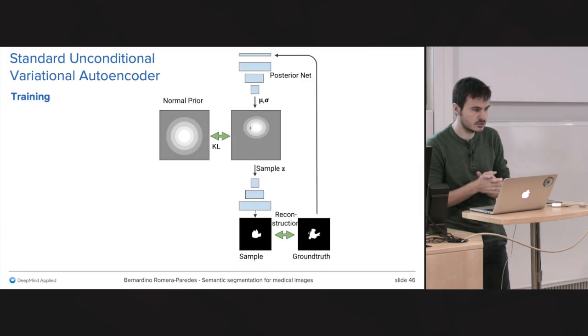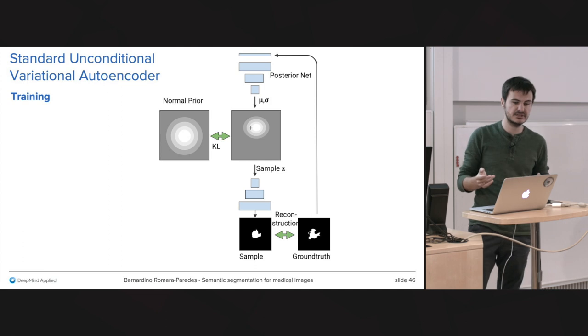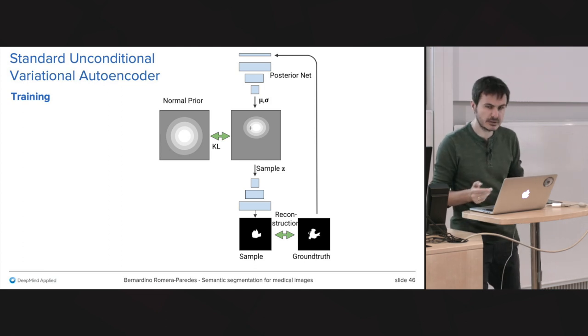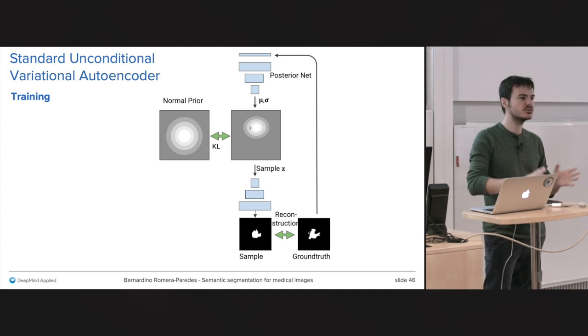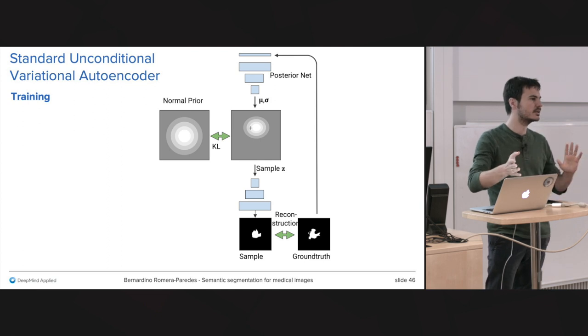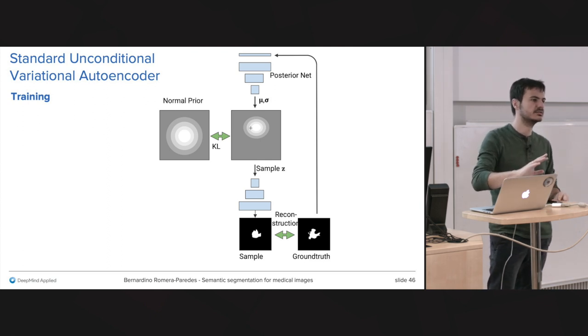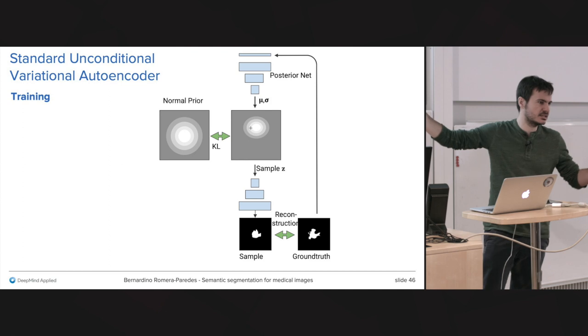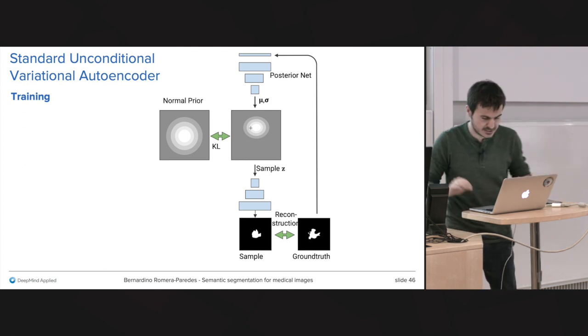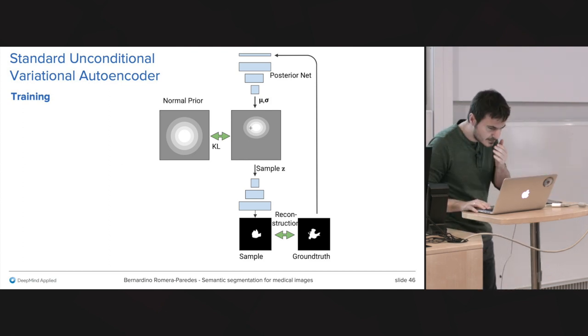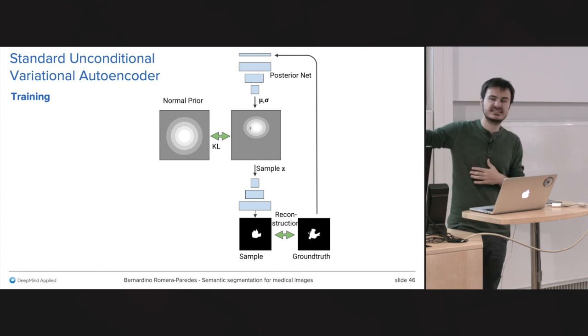Just to give you an overview about how this is trained. By the way, are you familiar with variational autoencoders in general? Okay, I'll briefly explain it, just quickly. So this is just a standard non-conditional variational autoencoder.